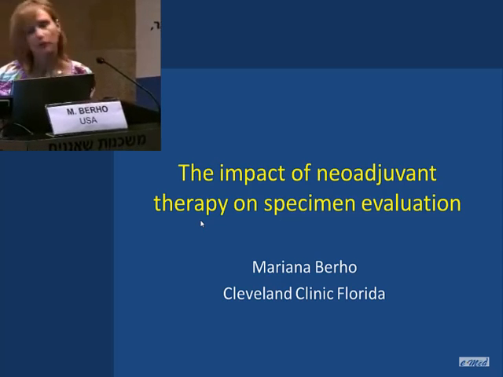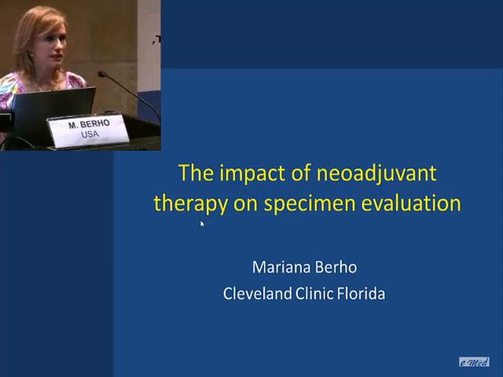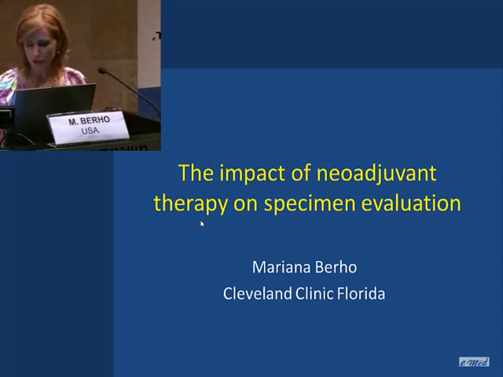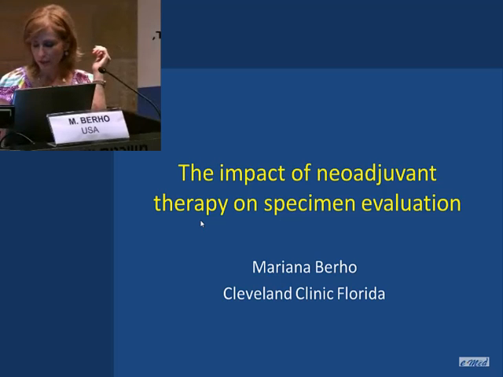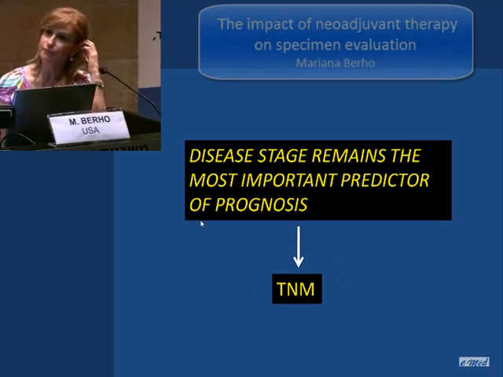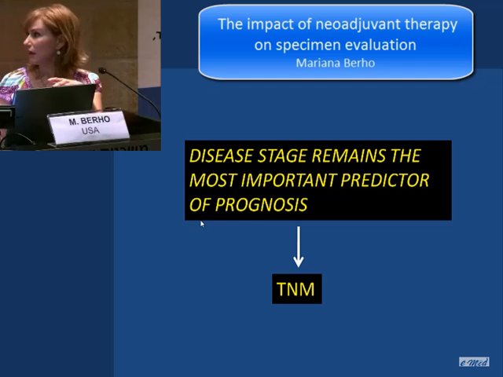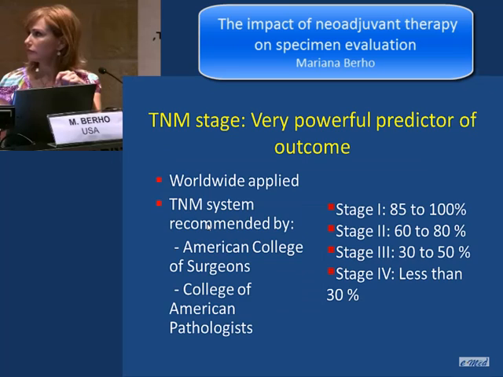We are going to talk a little about the way that we pathologists evaluate the specimens of TME after neoadjuvant chemoradiation. And I think before I show you that, I wanted to remind all of us that although there's a lot of progress in the biology of tumors, still TNM is the most important prognostic indicator.